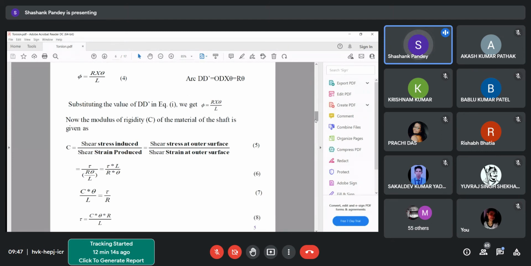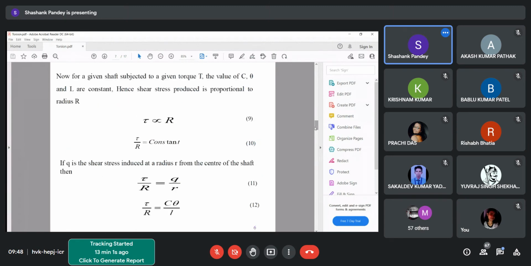So coming on to the definition of modulus of rigidity. If you look at what shear modulus or modulus of rigidity is, it is shear stress induced upon shear strain produced. So if we take shear stress as tau and strain as R theta upon L, this will turn out to be something given in equation number 8. That is, we have expressed shear stress in terms of our known values: shear modulus, theta, R, and L.